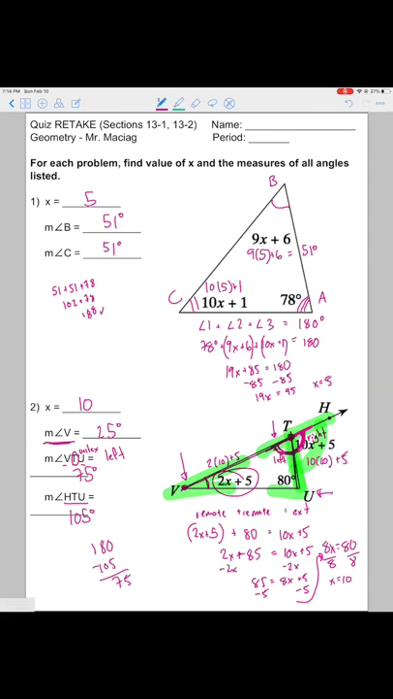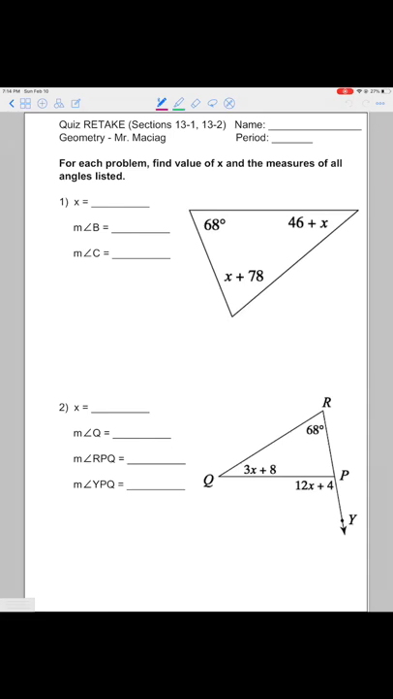This was one of the quiz retakes. The other quiz retake looks just like that. So for this number one, we had one angle, two angles, three angles on the inside, so we add them all up. And that is equal to 180. So let's combine like terms. We get 2x's plus all of that, which is 192, equals 180.